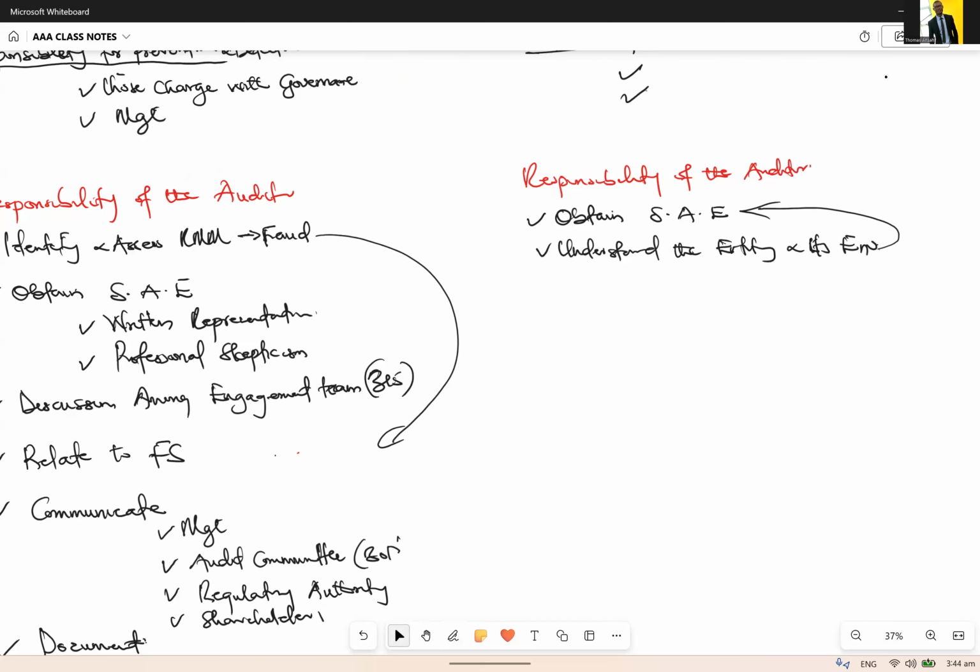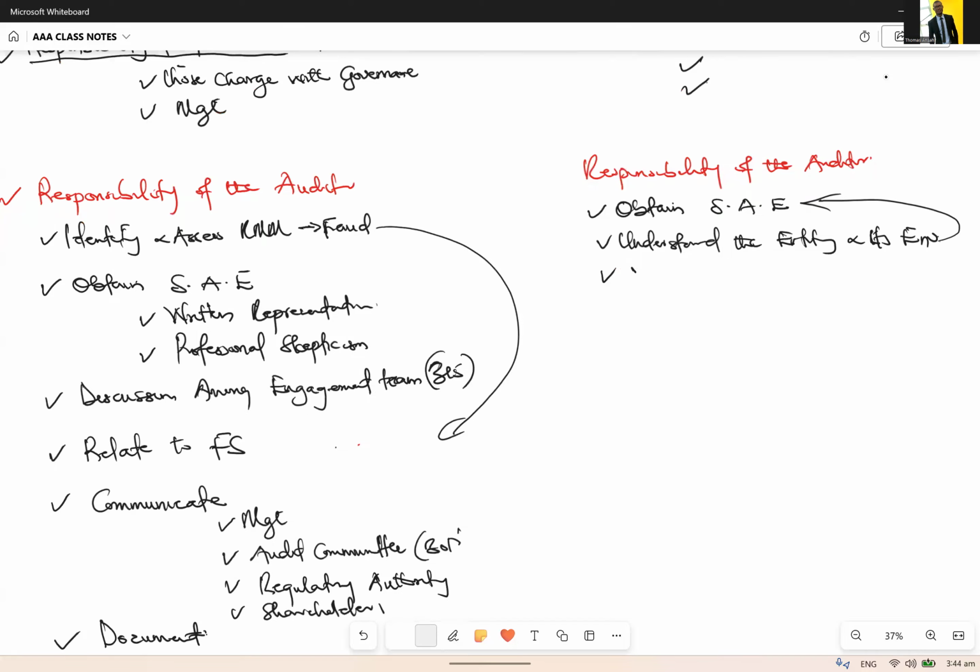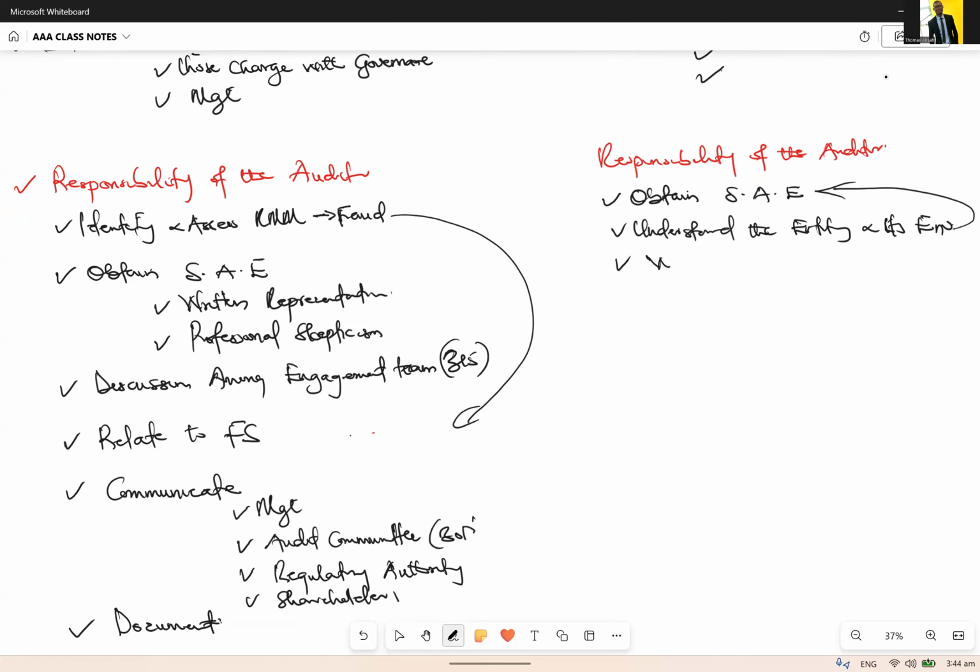It's very important. When you understand them, the same thing applies here: you need written representation, a statement from the client's governance body that says that, as for them, they obey the laws and regulations. You need a statement from them. All right. Once you have it, then you do your risk assessment.